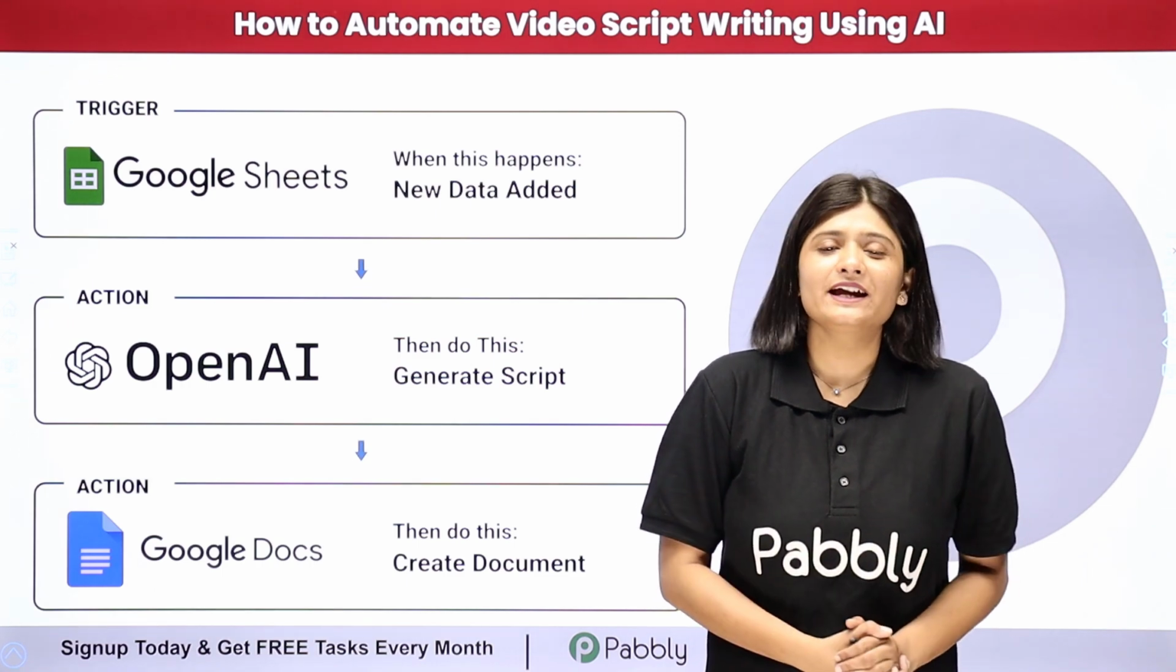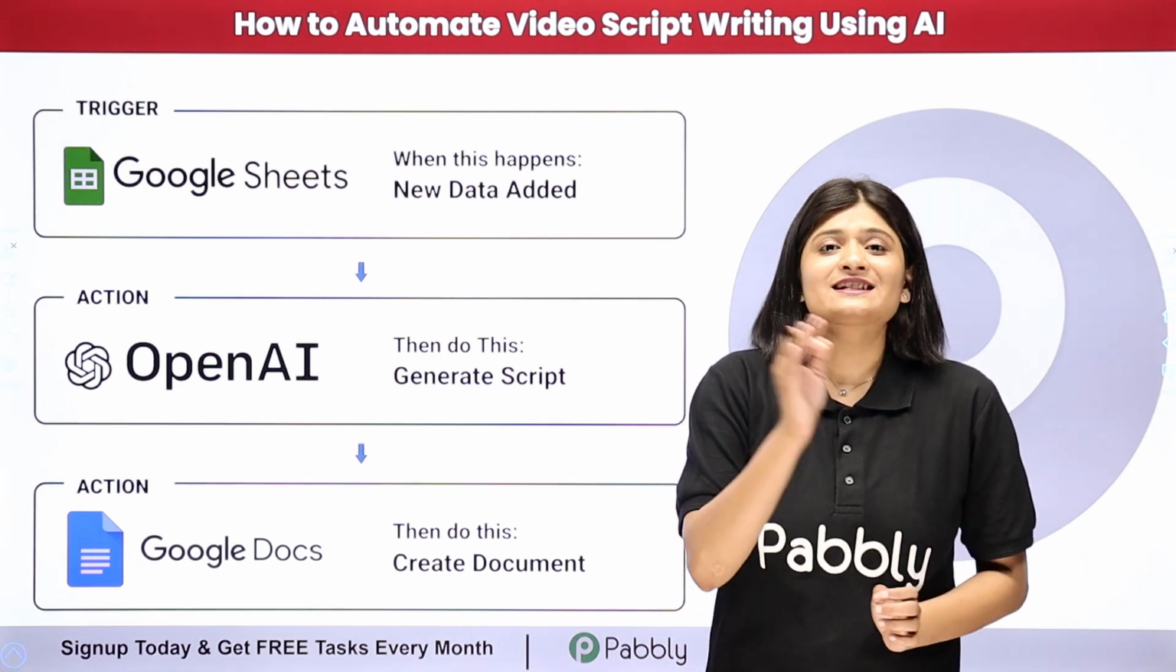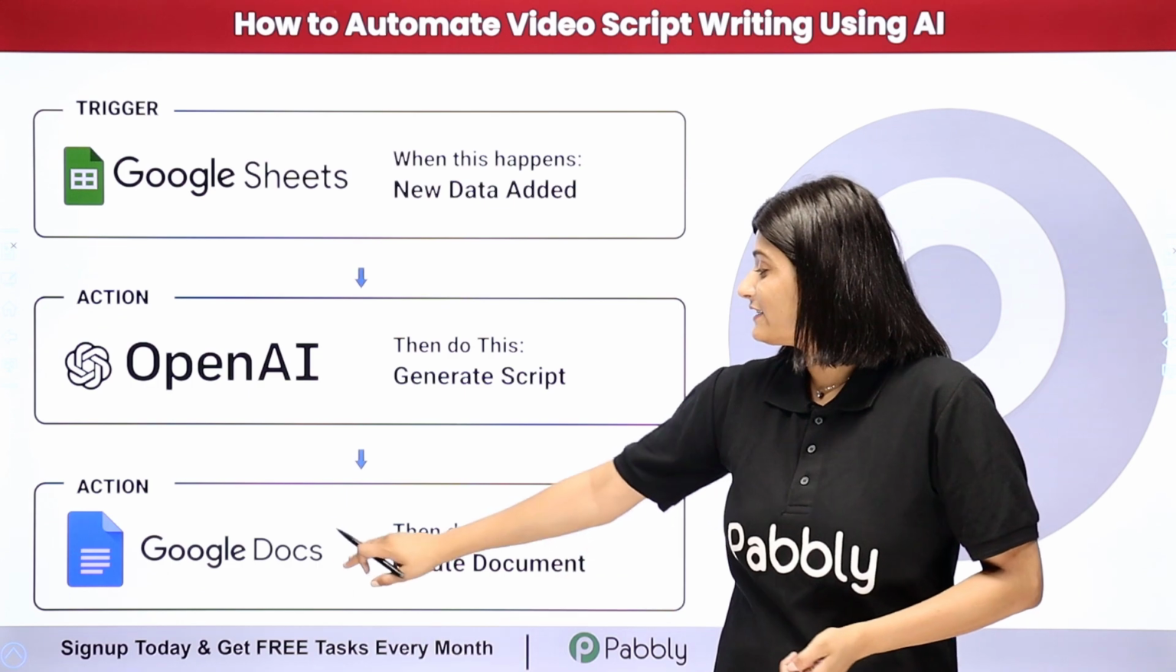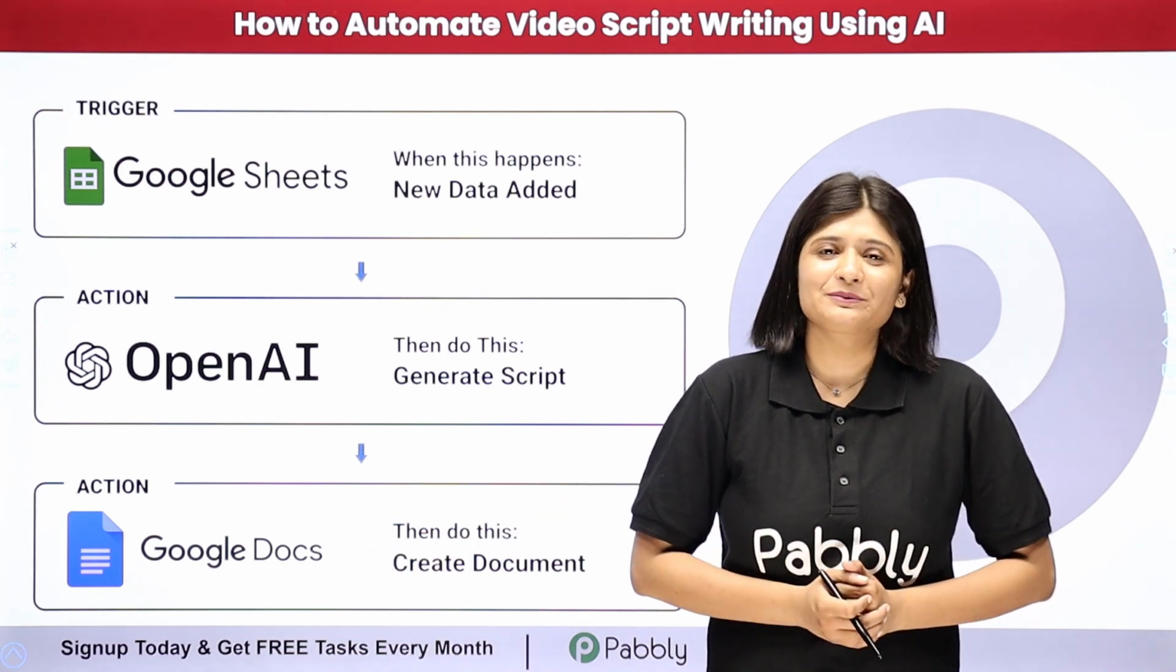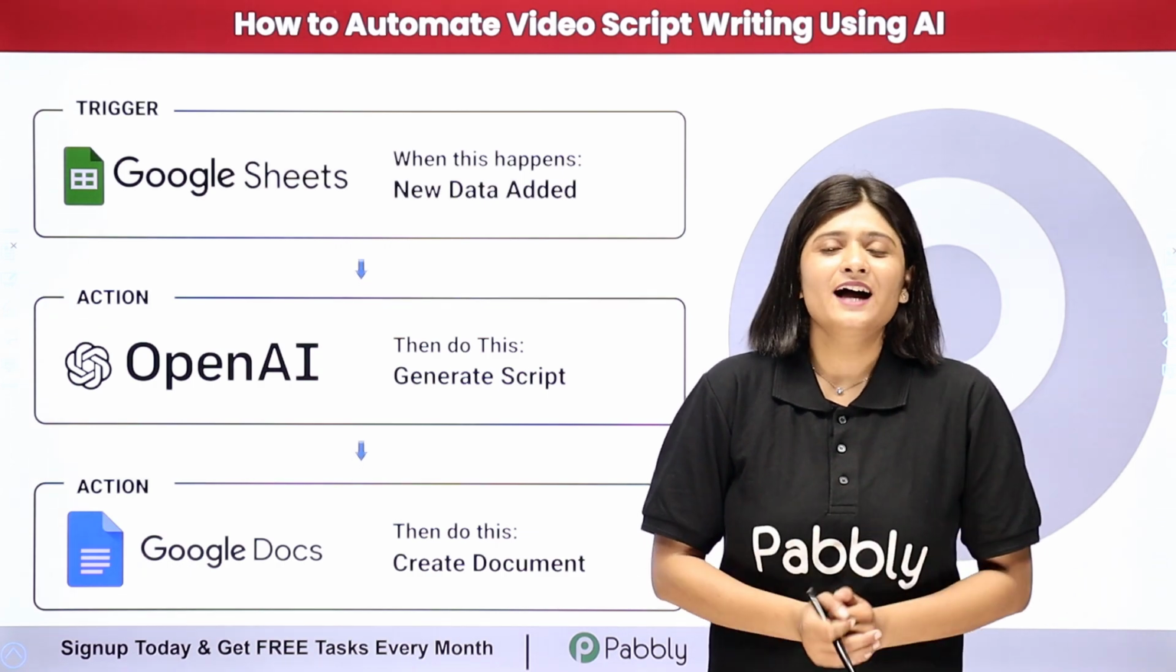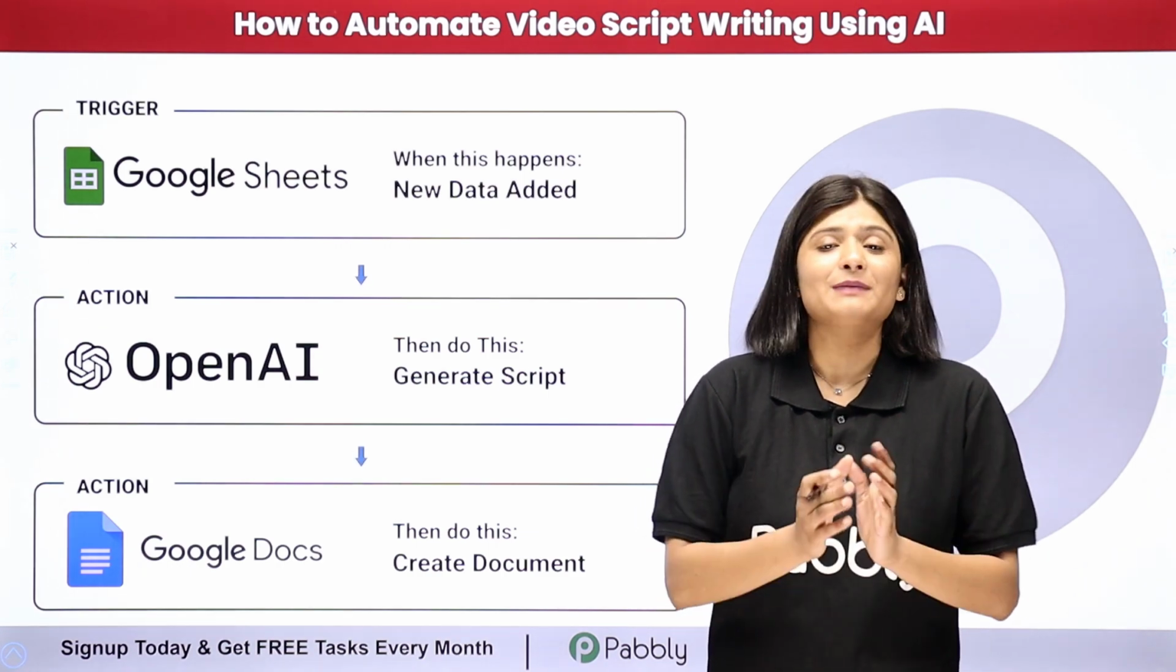Here I'm going to use OpenAI as my AI agent, and the script document should be automatically created in my Google Docs. Now, doing this manually will consume a lot of time, so I'm going to completely automate this process, and to do this automation I'm going to use Pabbly Connect.